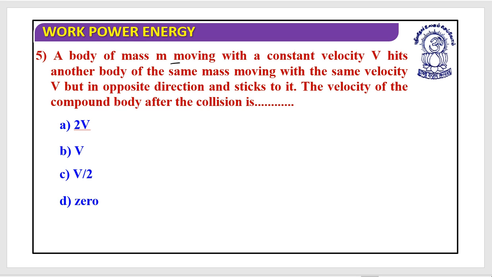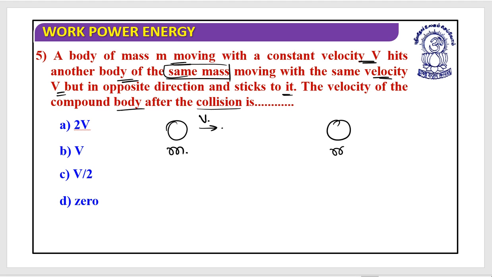It says a body of mass m moving with a constant velocity v hits another body of the same mass, moving with the same velocity v but in the opposite direction, and sticks to it. The velocity of the compound body after the collision, v dash, is required.